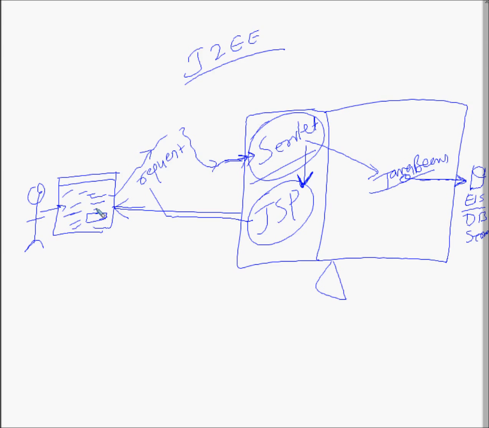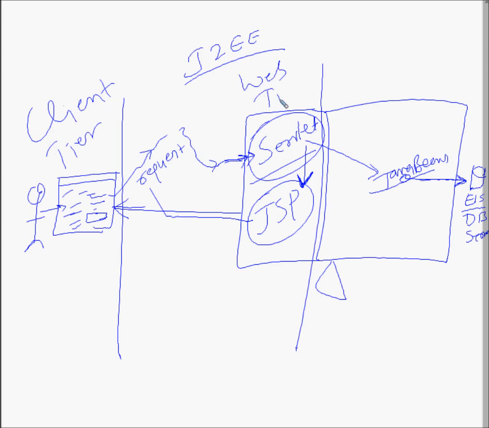So you can see there are different tiers here. I can say this is my client tier, okay. Now there's another tier. This is the web tier where we have web components. So Servlet and JSP are called web components because they are in the web tier, right? They are dynamic components also. They generate some dynamic content. And these Java beans, consider I just break here, okay. These Java beans handle my business logic. So I can say this is the business tier, okay.